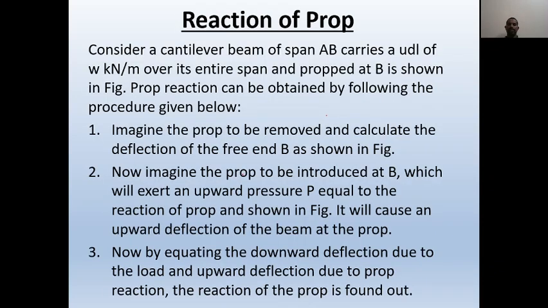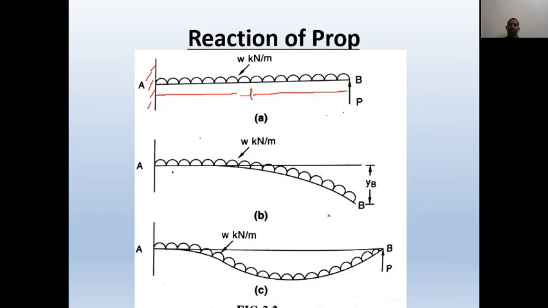Now imagine the prop is introduced at B, which will exert an upward pressure B equal to the reaction of the prop as shown in the figure, and it will cause an upward deflection of the beam at the prop reaction. Now let us consider one more case. In this figure it is not given correctly, I will draw it over here.